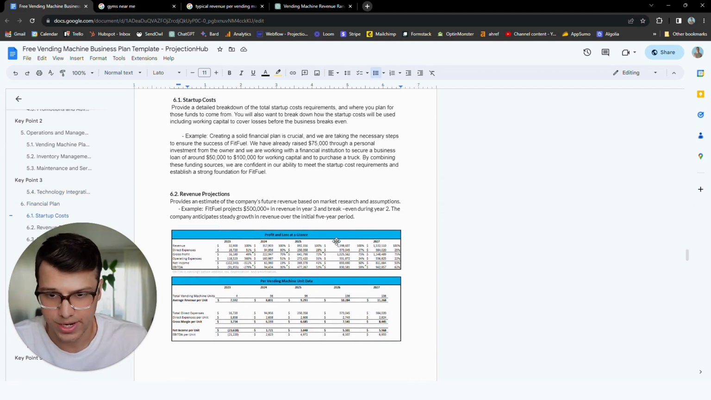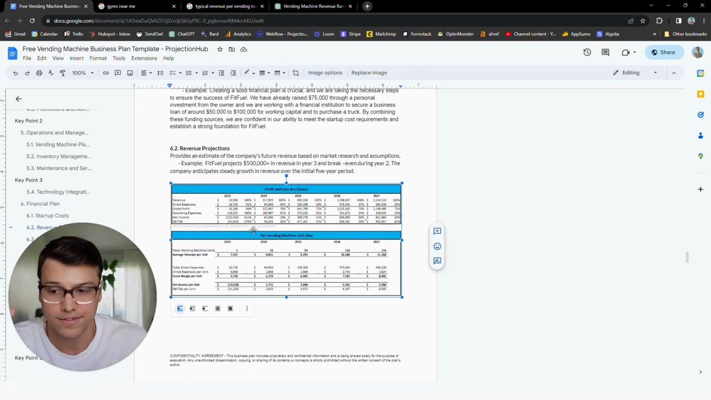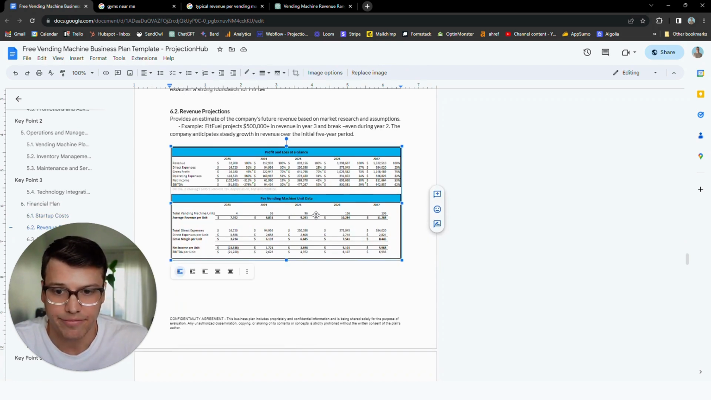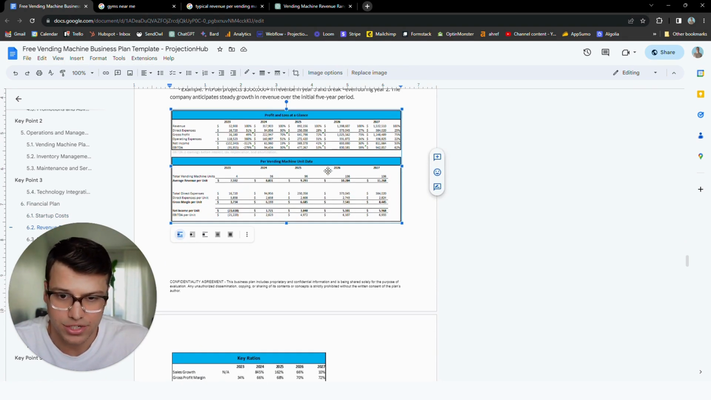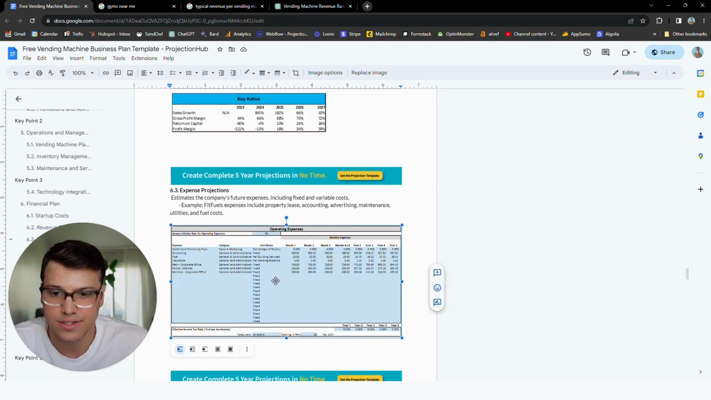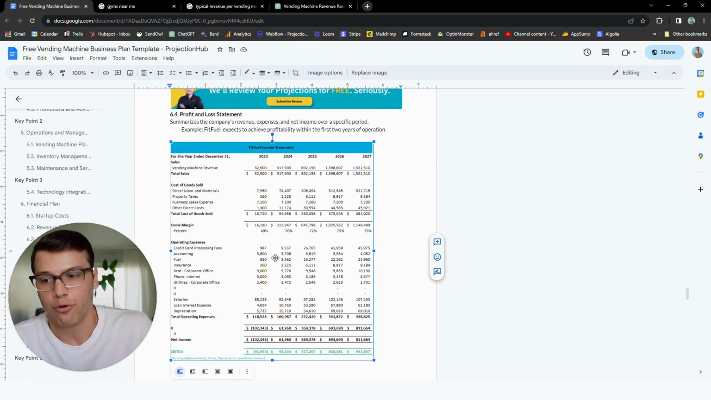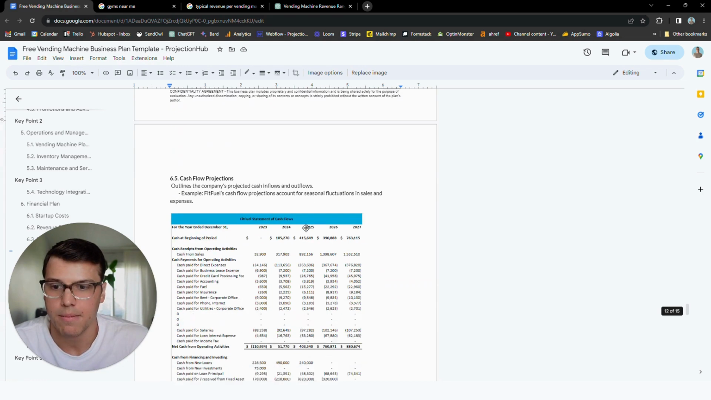First, I'm just going to scroll through this quick. We got a breakdown of our startup costs and where those startup funds are coming from, a breakdown of our revenue projections, and some vending machine specific data here, like revenue per vending machine. You can see how our vending machine total is going to grow year over year. Some key ratios for our business, a breakdown of our operating expenses, and then we're going to have a 5-year pro forma statement for our income statement, and then a cash flow statement.